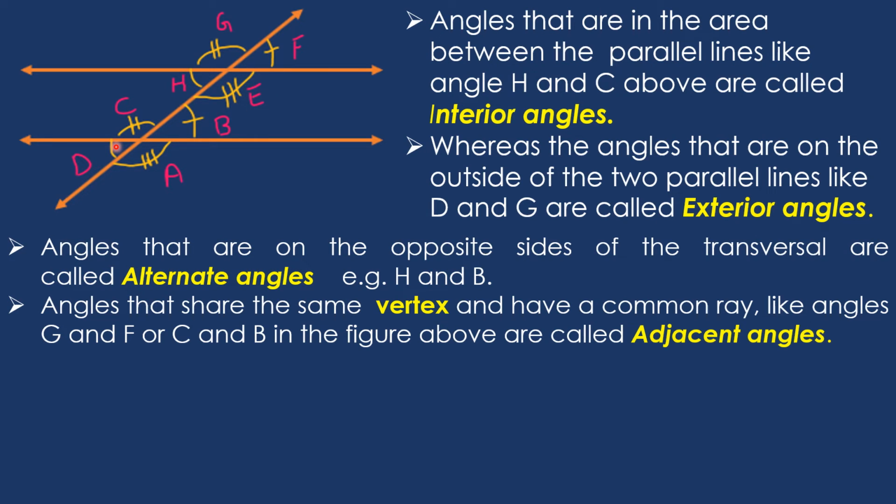Angles that share the same vertex and have a common ray, like angles G and F. Here if we observe, angle G and angle F have a common vertex and a common ray. Therefore angle G and angle F are said to be adjacent angles. Similarly, angle C and angle B are also adjacent angles.